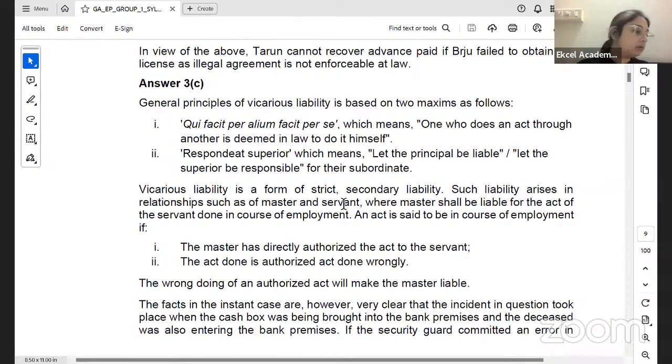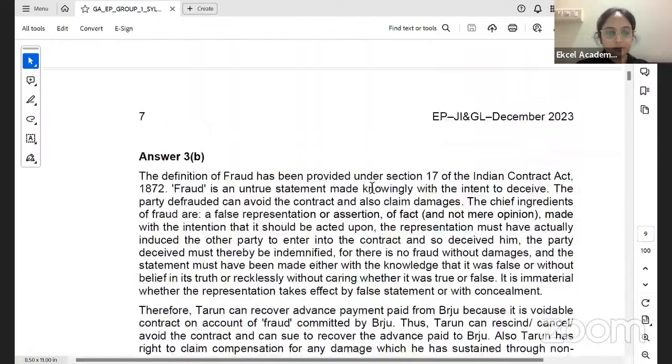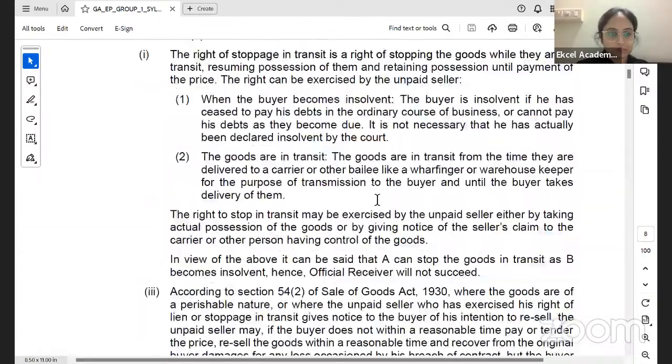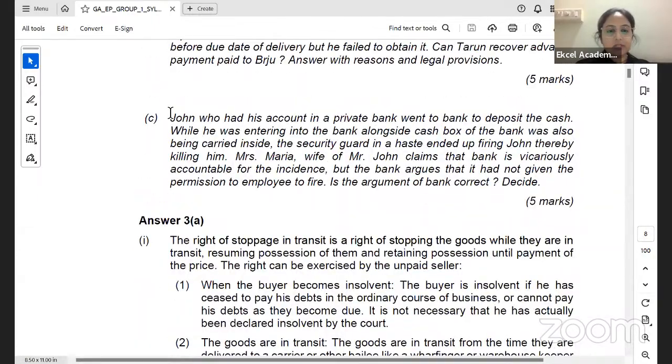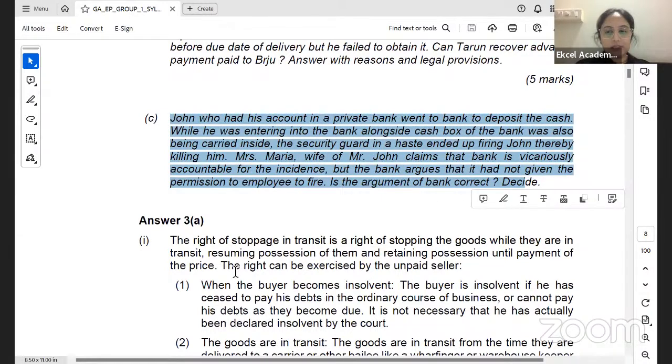So next we will go to 3C. I'll read it. See, all these are for 5 marks. John, who had his account in a private bank, went to the bank to deposit cash. So I have an account in a bank and I go to deposit the cash. I want to deposit the cash, so I went to the bank.